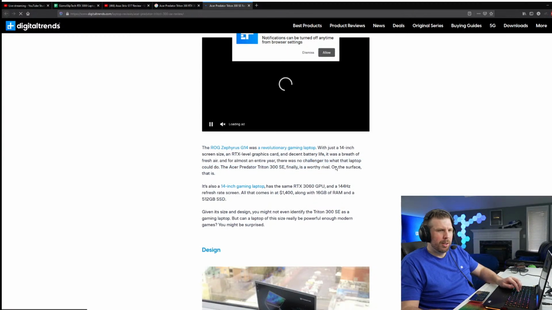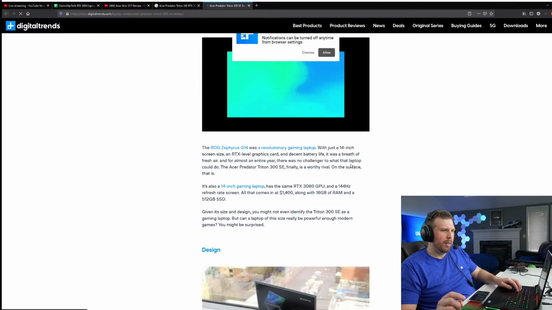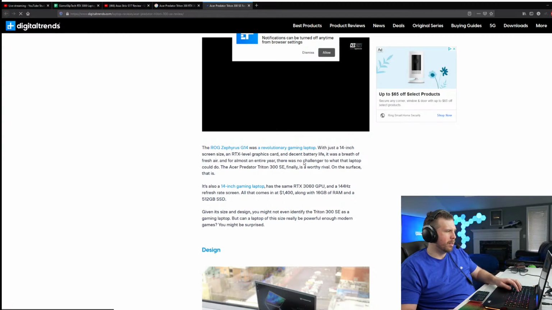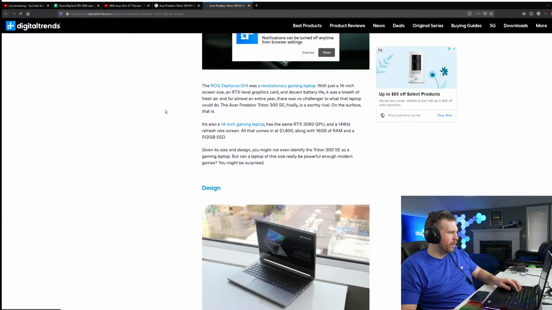Is the Creator 15 with 3070 a good buy for 3D modeling? Well, that's the MSI Creator 15. I haven't taken a hard look at it. I wouldn't probably. I think it's pretty similar to the GS66. So probably not my top recommended.